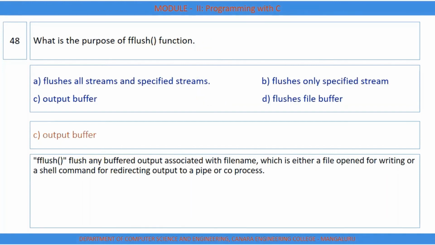What is the purpose of the fflush function? Option A, flushes all streams and specified streams. Option B, flushes only specified stream. Option C, output buffer. Option D, flushes file buffer. Answer is option C, output buffer. fflush, that is file flush, is used for output stream only. Its purpose is to clear or flush the output buffer and move the buffer data to console or disk.